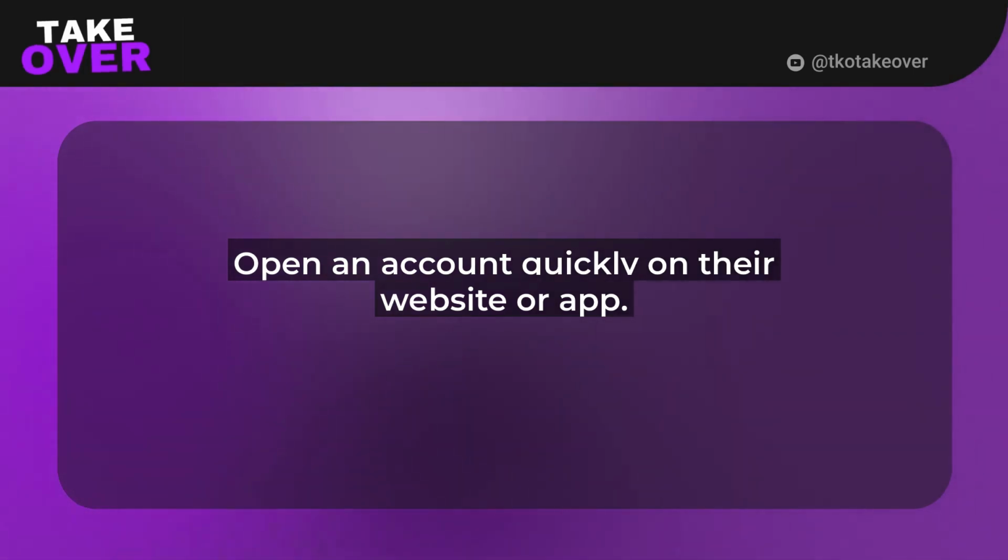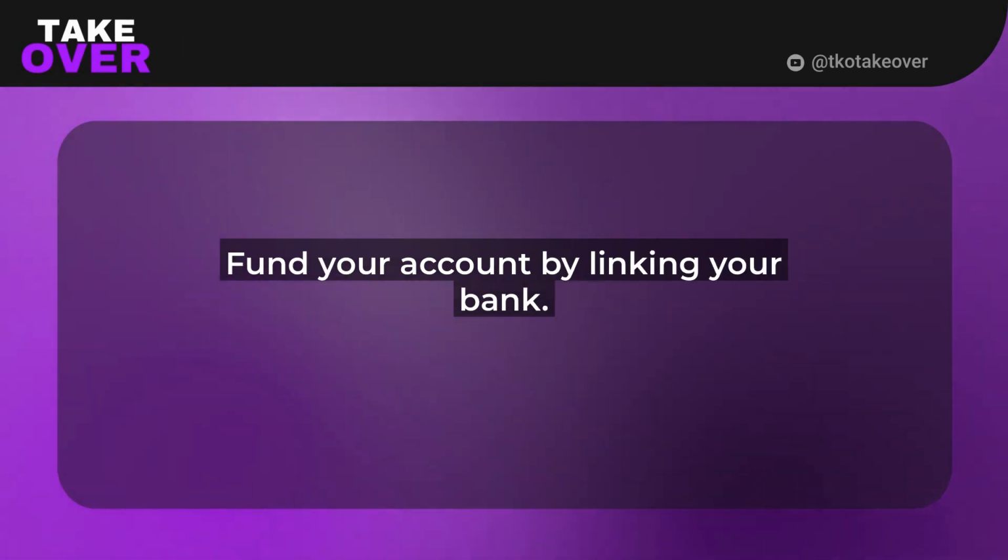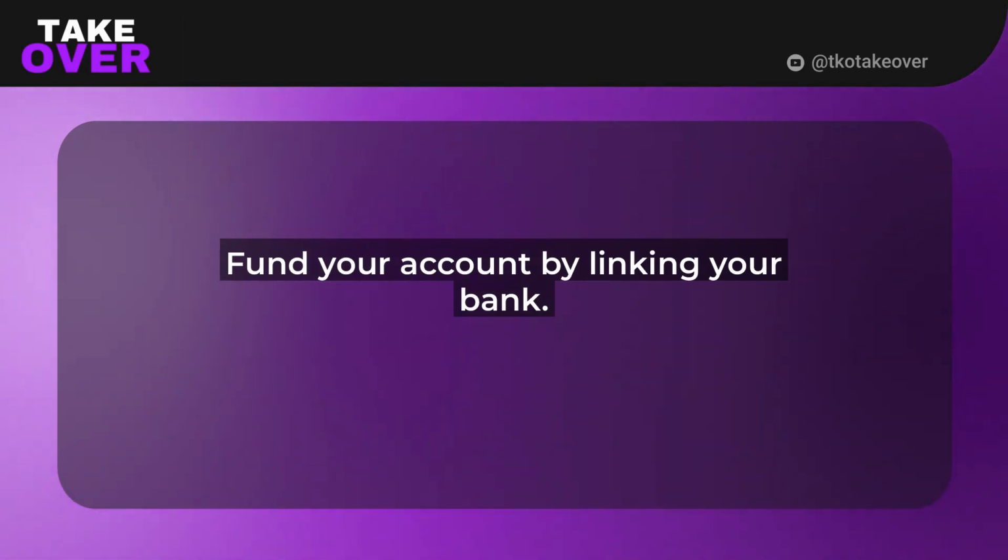Step 1. Open an account. Head over to the Fidelity website or download their app. You'll need to provide some basic info like your name, email, and social security number for verification. Once you're approved, which usually takes just a few minutes, you're ready to fund your account. You can link your bank account or transfer money directly.